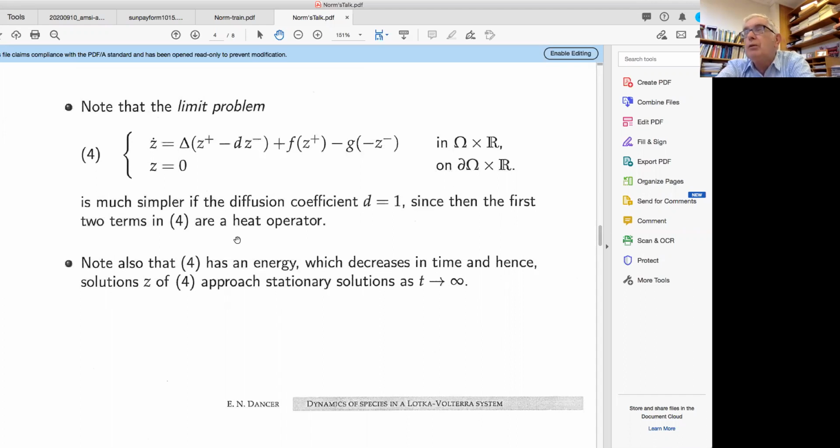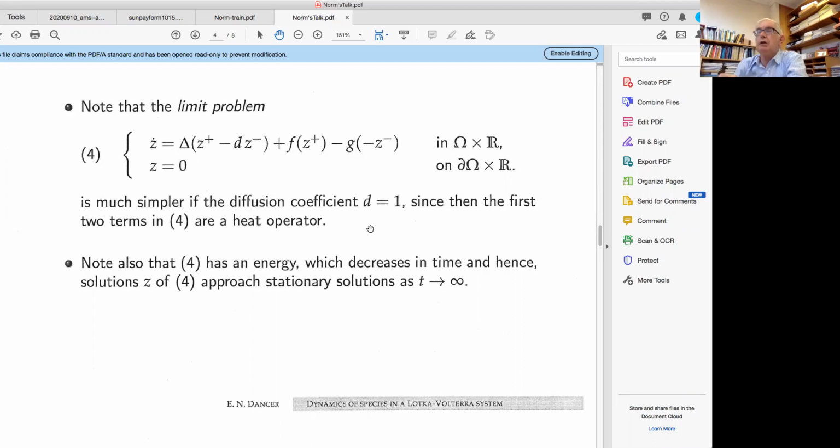if you change variables in this equation, you can make another variable, say W equals Z plus or minus DZ minus. If D equals 1, you can turn it into a more standard equation that's a heat operator with nonlinear terms. So the case D equals 1, the case where you would look at the time independent solutions, the size of what D is doesn't matter nearly so much. And the main problems are going to be when D does not equal 1.